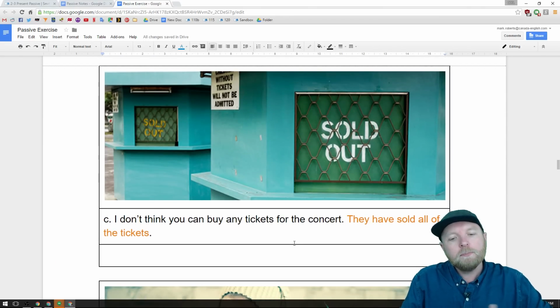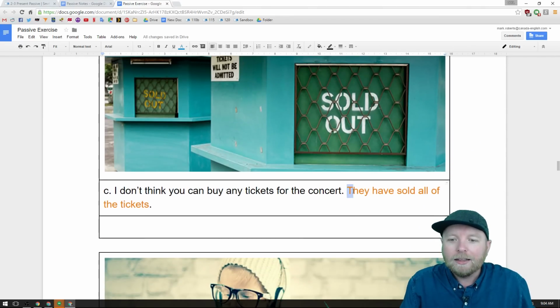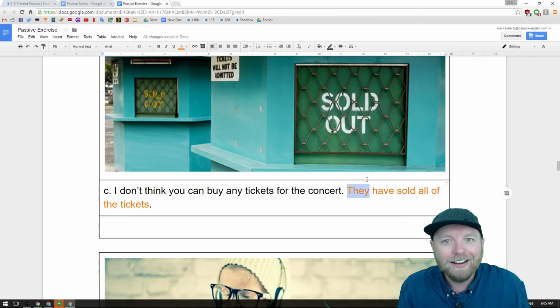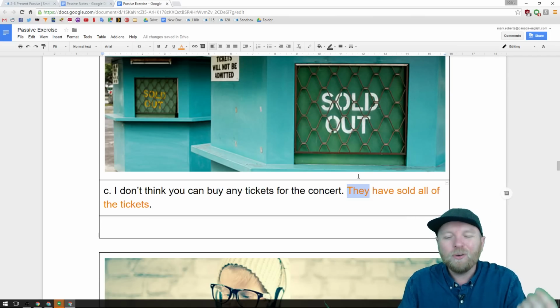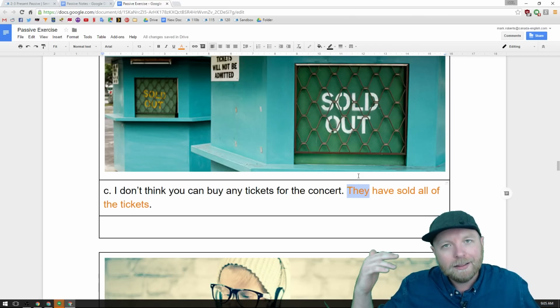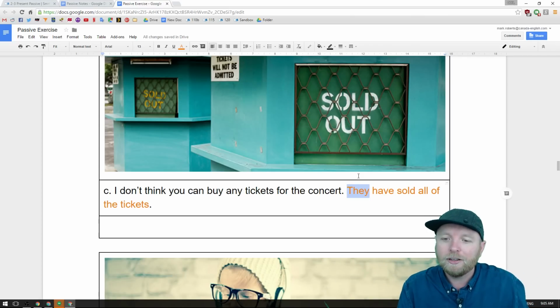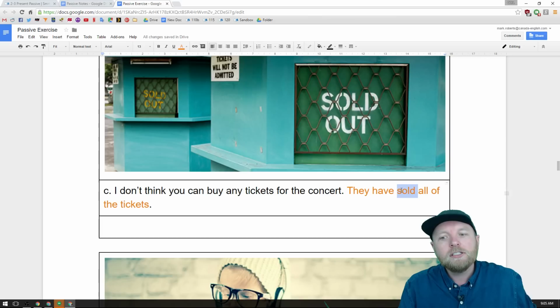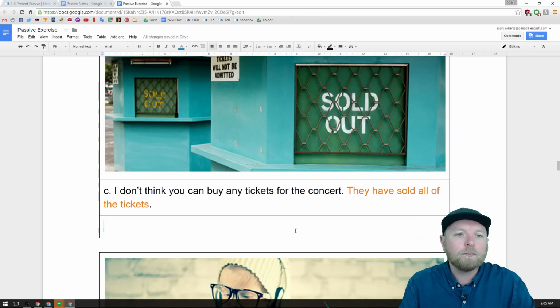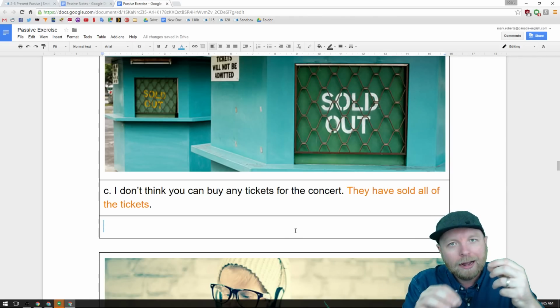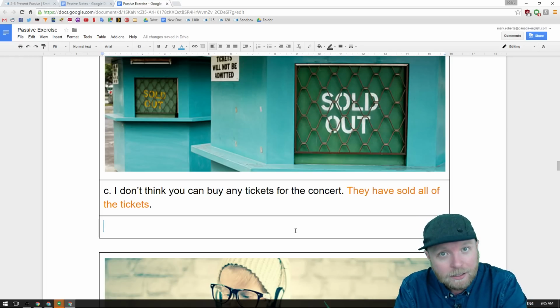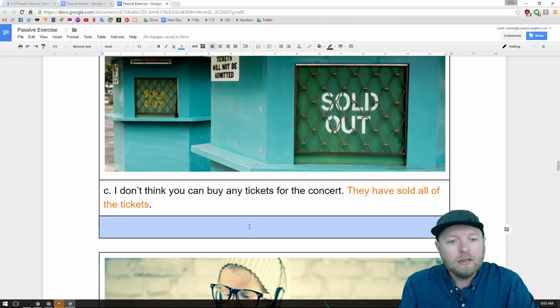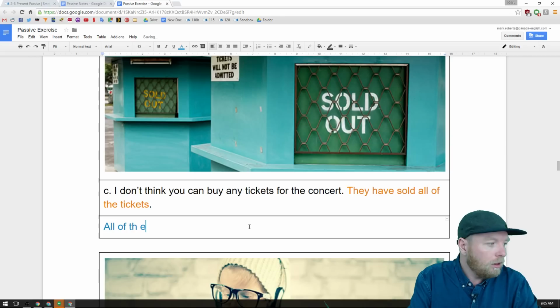I don't think you can buy any tickets for the concert. They, who's they? Well, the ticket people, right? Of course, it's who sells tickets, right? Well, the ticket company, right? So the agent is clear. We don't need it. We don't need to say they or the people. Just use passive. They have sold. This is present perfect. Remember, present perfect, we need have or has with been and a past participle. So what's the receiver? All of the tickets.